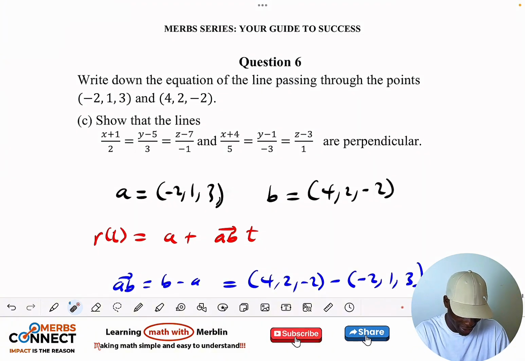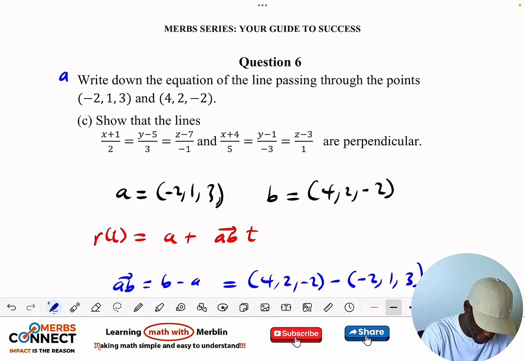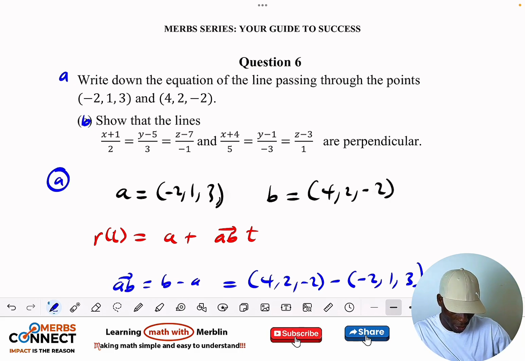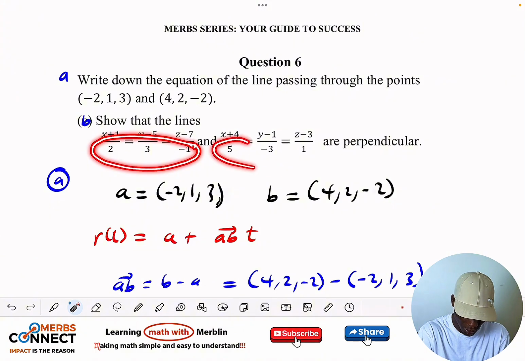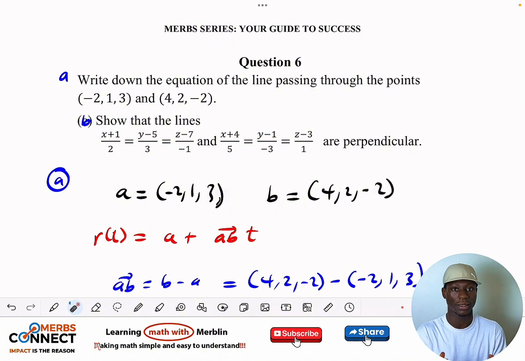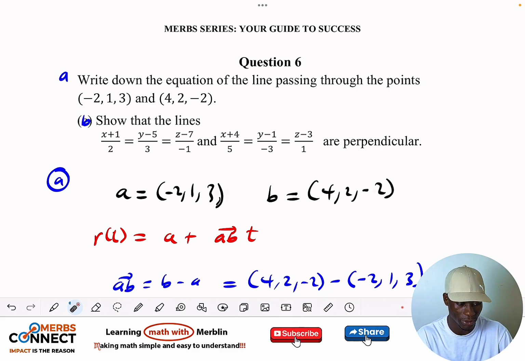Now this one's supposed to be question 6a, and this one's supposed to be b. So this is a. Now let's look at b. In b, we want to show that these lines are perpendicular. This is very simple. We just need the directional vectors to dot them, right? And don't forget, the directional vector is always here. So you pick the directional vectors and dot them and see if you get 0. And if it is 0, you are done. So that's basically what we just need to do.